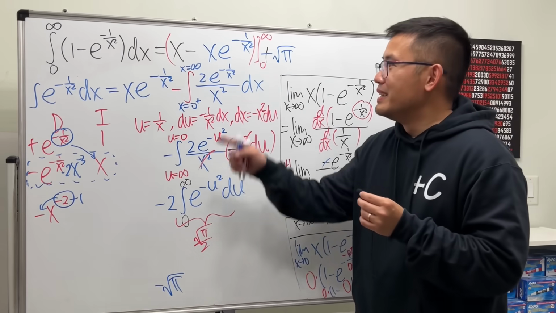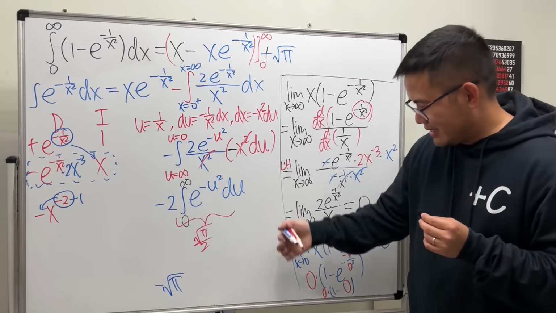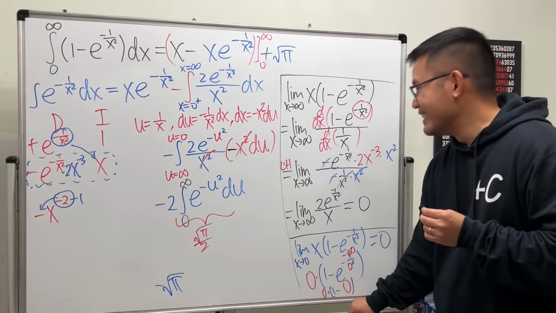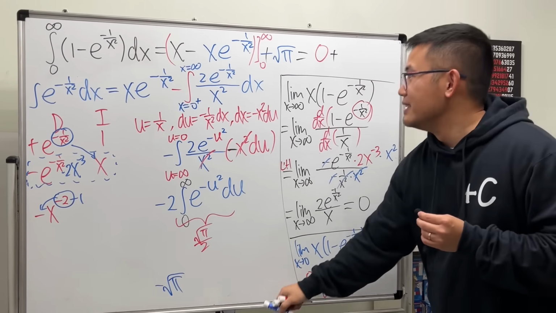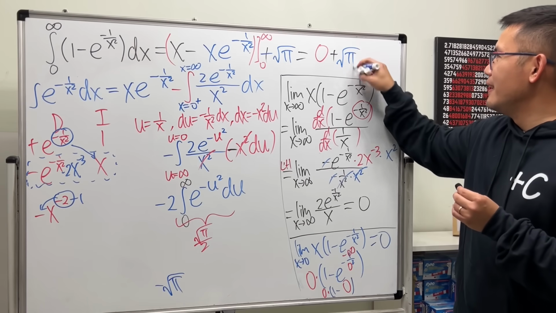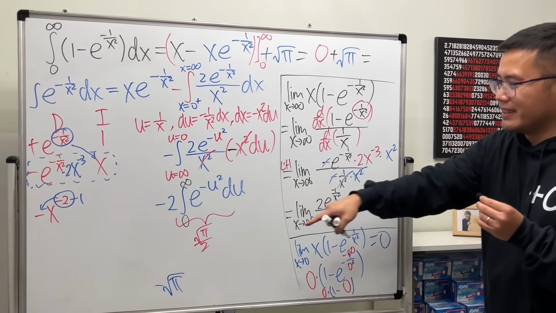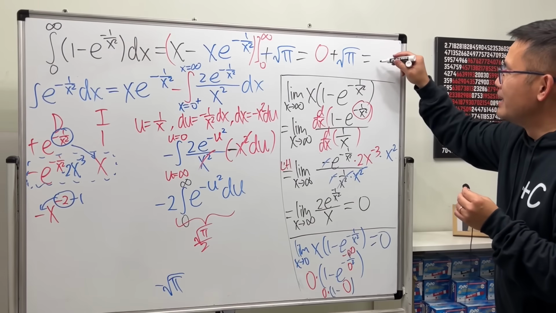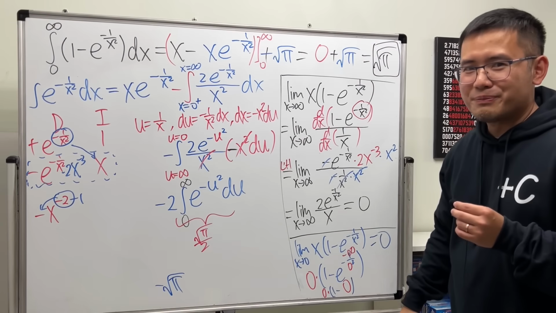Believe it or not, when you plug in infinity, you get 0. When you plug in 0, you also get 0. Yes. So to show work, this right here, we just get 0 and then plus that square root of pi. And finally, I fit everything on the whiteboard and I have that space, I don't know why. But finally, the answer is square root of pi.